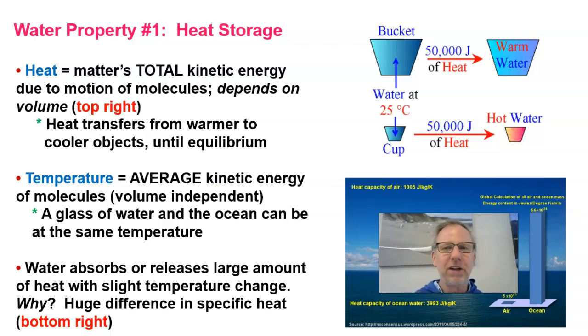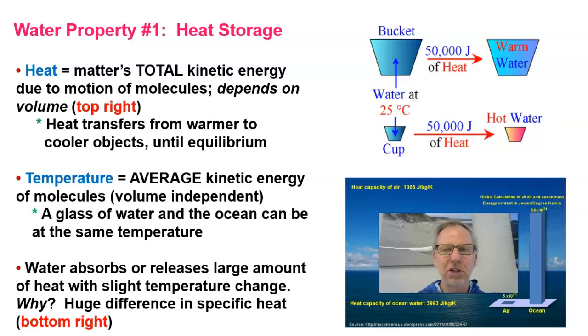So take a look at the figure that I have in the upper right-hand corner of the slide. If you have a bucket of water and a cup of water, and they each start off at 25 degrees Celsius, same condition, same temperature, and you add exactly the same amount of heat to each body of water, 50,000 joules, you'll end up with a warm bucket of water and a very hot cup of water. So again, the point is that it depends on the volume.